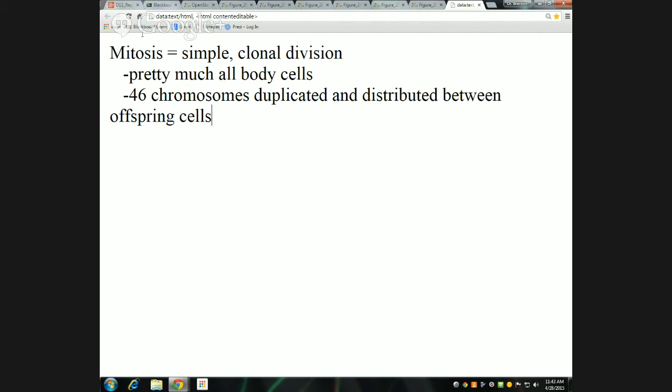So in mitosis, this is the straightforward type of division. We make clones of the cells. This is going to apply to pretty much all the cells in your body. And for humans, there are 46 chromosomes. Those are duplicated, and then one set is sent to each of the two resulting cells from that.